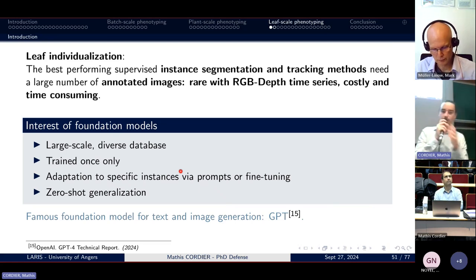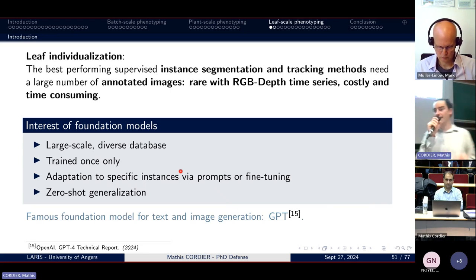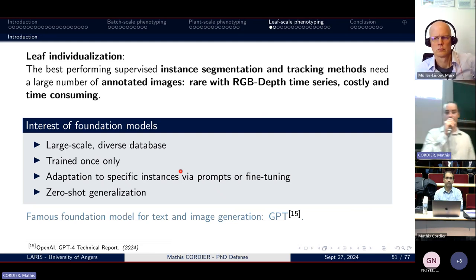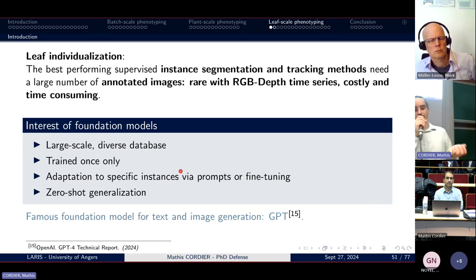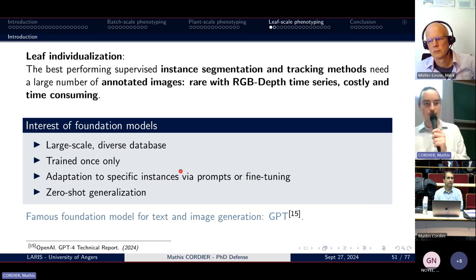foundation models. So these models are very interesting here because they are trained once only on large scale and diverse databases. And we are able to adapt them to specific instances using prompts or fine tuning. But it also promotes zero-shot generalization, which means that you can apply such a model to data never seen during the training. And that's why we want to explore it to individualize leaves.